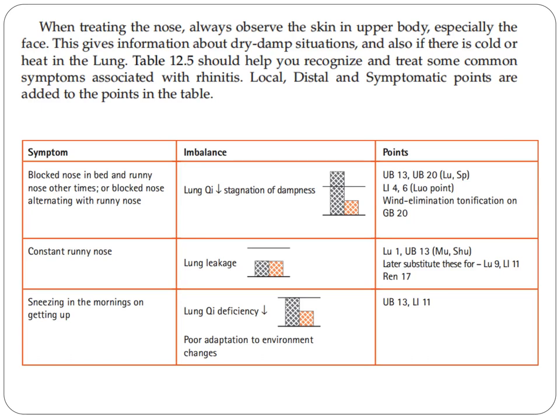Now, symptom, constant runny nose, so there is lung leakage. So as you can see, both lung qi and yin are deficient, and there is also yin stagnation. So you have lung 1 and bladder 13, the front mu and back shu points, respectively, of the lung. Later, substitute this for lung 9, Li11, and Ren 17.